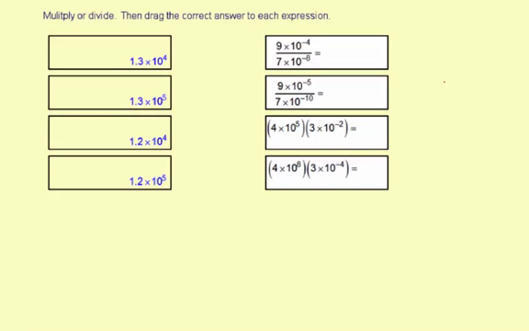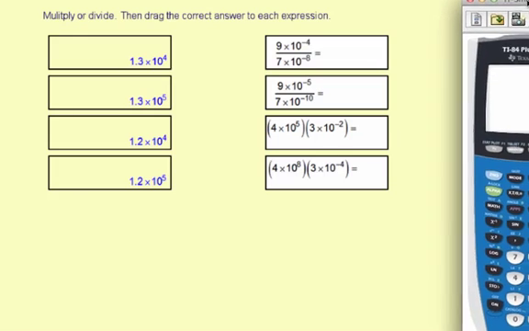Multiply or divide. Then drag the correct answer to each expression. This is all dividing scientific notation. What I'm going to do for these problems is show you how to use a calculator to divide scientific notation. Let me bring my calculator in here.